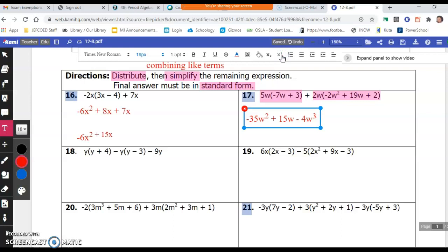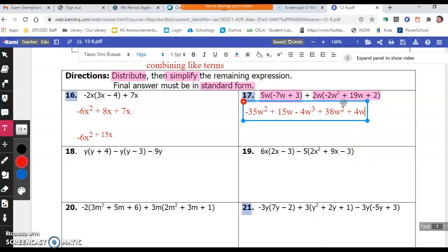Then we have 2w times 19w, which is going to be what? Plus 38w squared. And then 2w times 2 is going to be plus 4 what? W. All right, now looking at these, now we're simply just going to go back and combine the terms that we can.